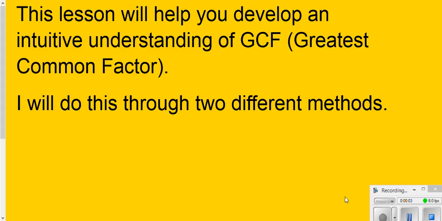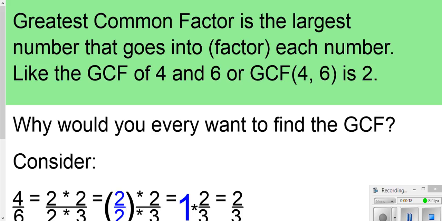We're going to go ahead and take a look at finding your greatest common factor. We're going to do this in two different methods, and hopefully this lesson will help you understand finding the greatest common factor in an intuitive way. Well, you might be wondering, what is the greatest common factor?